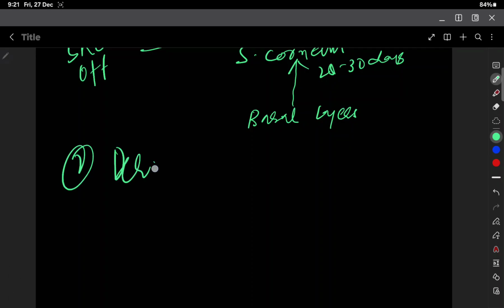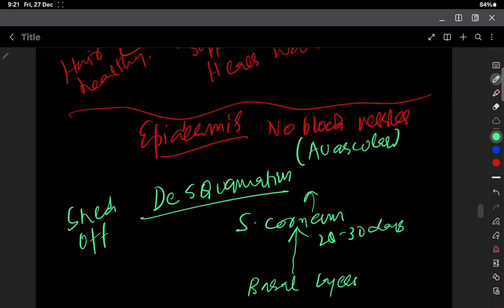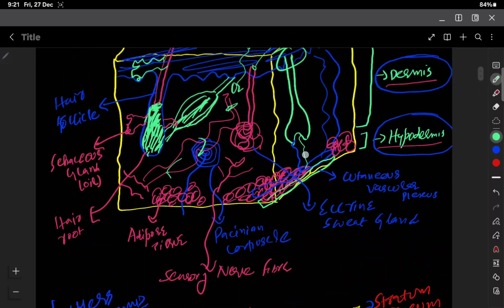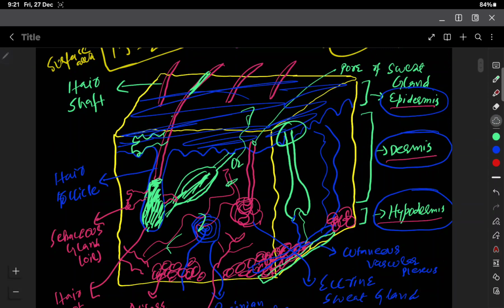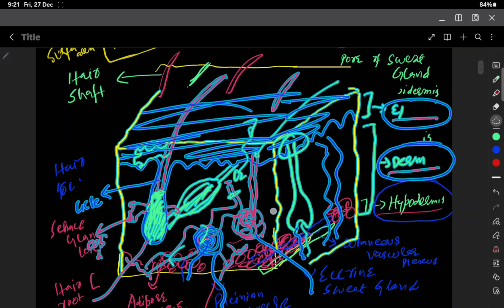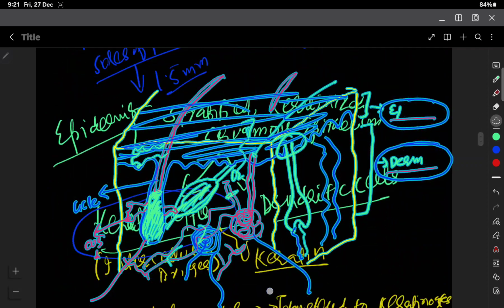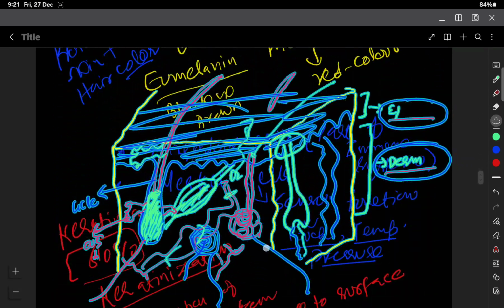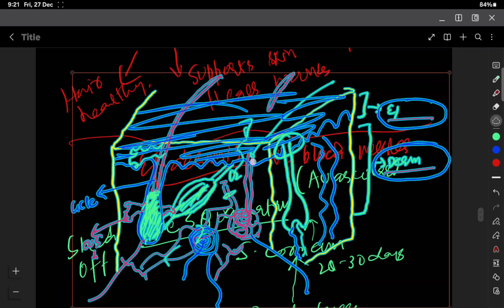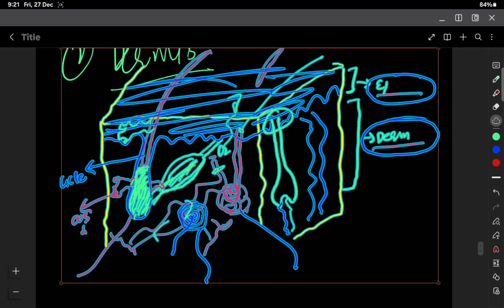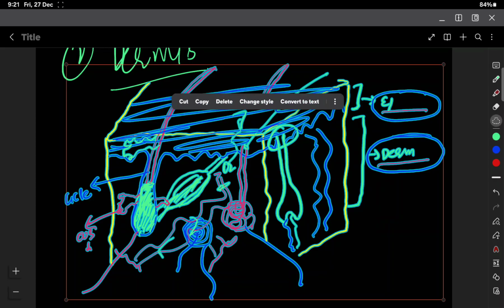The second layer is called the dermis layer, which is the vascular layer. You can see from here, this is the dermis layer. This whole layer is called the dermis layer. I will move it here so that I can explain it in a better way. This middle one is the dermis layer.